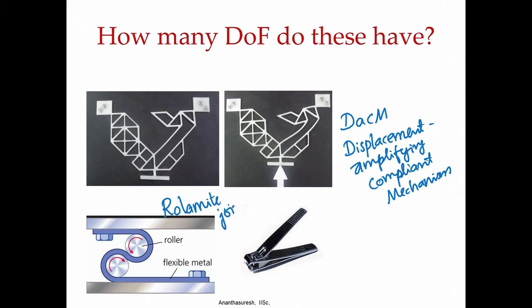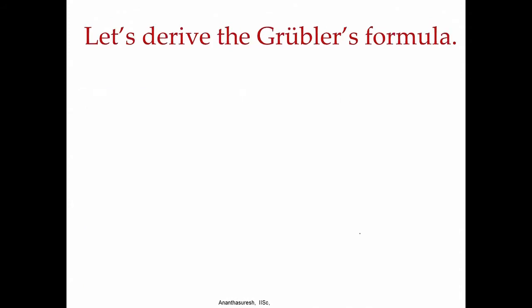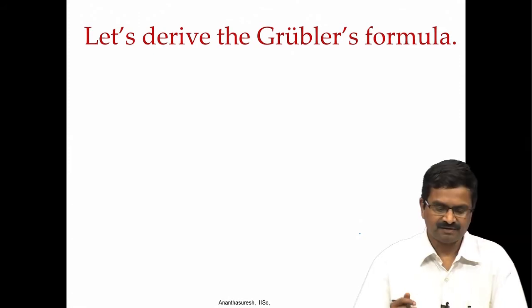This has flexible metal strip that goes around as shown here, or our nail clipper. How do you talk about degrees of freedom for mechanisms that have flexible or elastic segments in them? That is what we would like to address. Before we do that, let us just understand Grubler's formula, rather we derive.